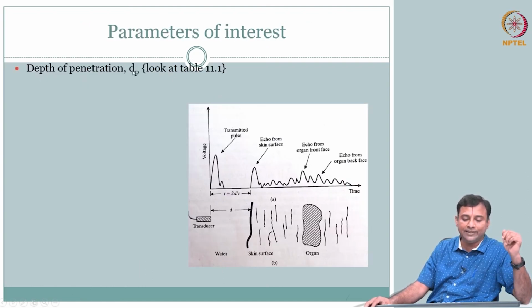So parameters of interest, essentially we are talking about depth of penetration. I have my transducer, I have my skin surface, so there is this coupling gel or whatever you want to put. This is my skin surface, there is some organ. So this is your RC of T, like your EC of T in the previous slide. This is the envelope: echo from the skin surface, echo from organ front, echo from organ back face, and of course there are several different interfaces. So you have some weak echoes. This is your receive signal amplitude.